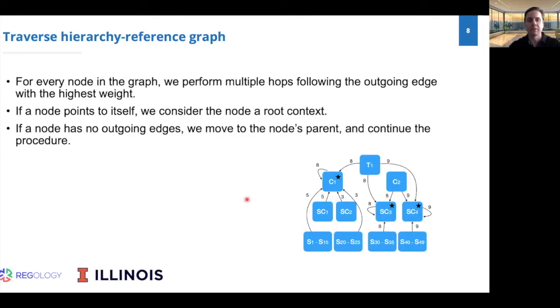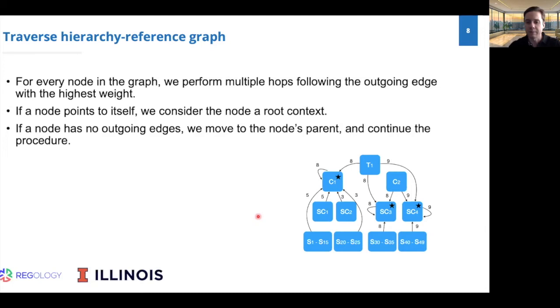In the final step, we traverse the hierarchy reference graph until we identify our root contexts. The way we do this is as follows. For every node in the graph, starting at the section level, we perform multiple hops, following always the outgoing edge with the highest weight. If a node points to itself, we consider it a root context. If a node has no outgoing edges, we move to the node's parent and continue the procedure.